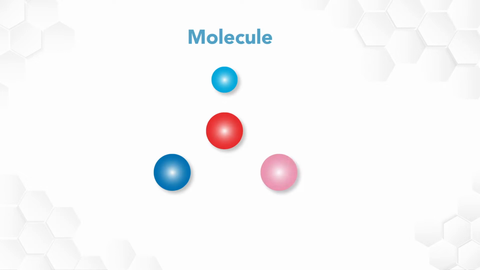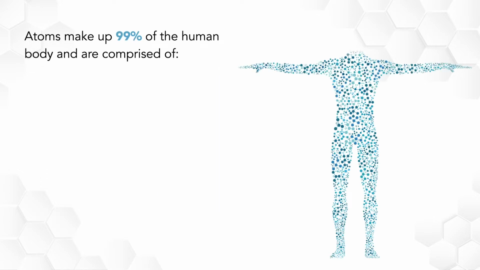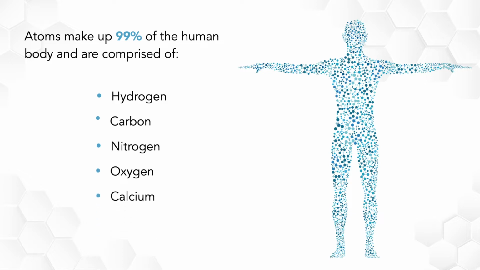A molecule is made up of two or more atoms, which are the smallest fundamental unit of a chemical compound that can take part in a chemical reaction. Atoms make up 99% of the human body and are comprised of hydrogen, carbon, nitrogen, oxygen, calcium, and phosphorus.